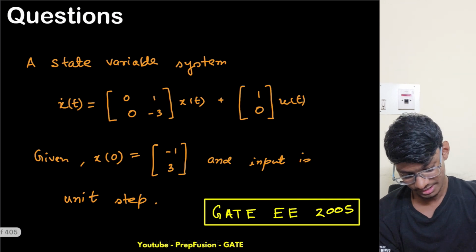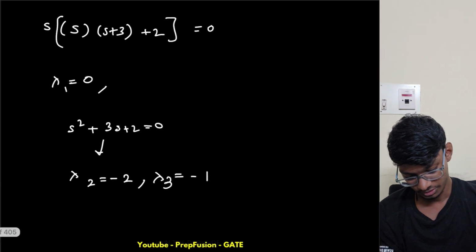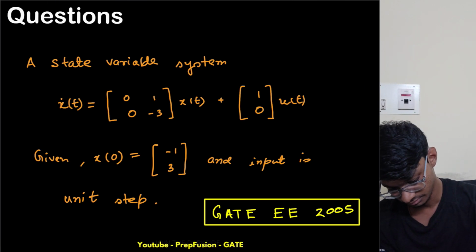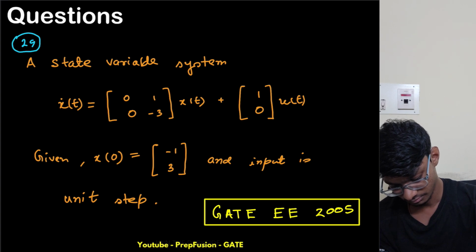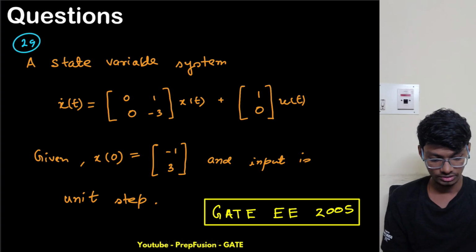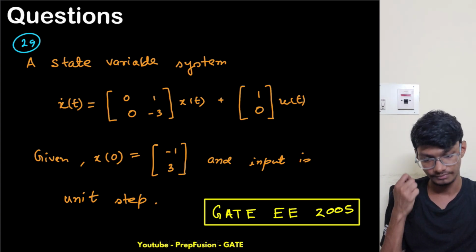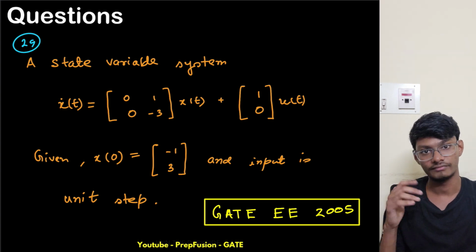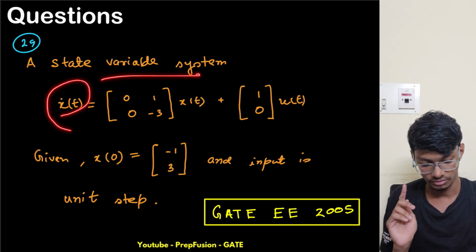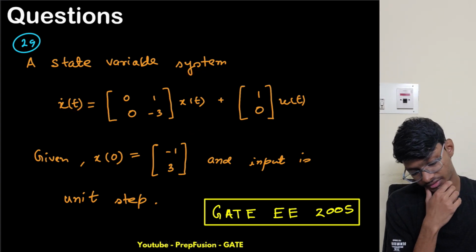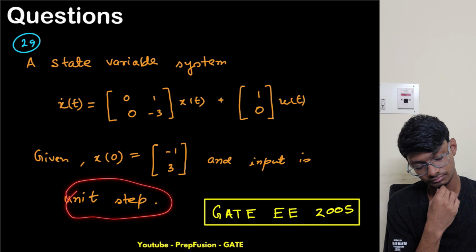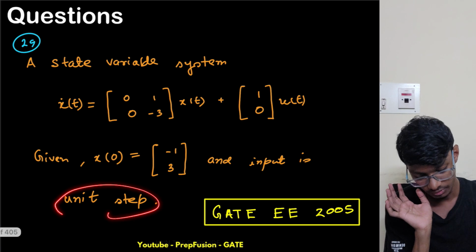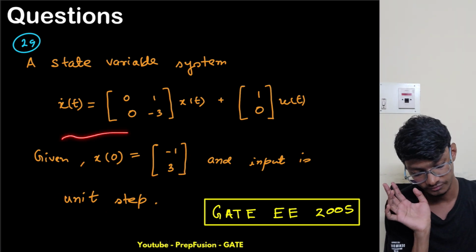Okay, this is another question. What was the question number here? It was 28. This is 29. So this is also a GATE EE question basically. What is this question asking us to find? This is the last question I think. We have a state variable system, x dot of t, and we have been given x of 0 and the input is a unit step. We have given initial conditions also.